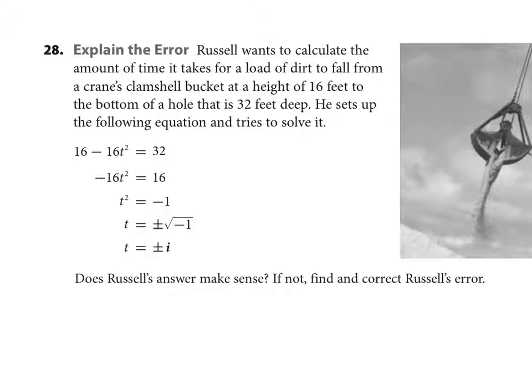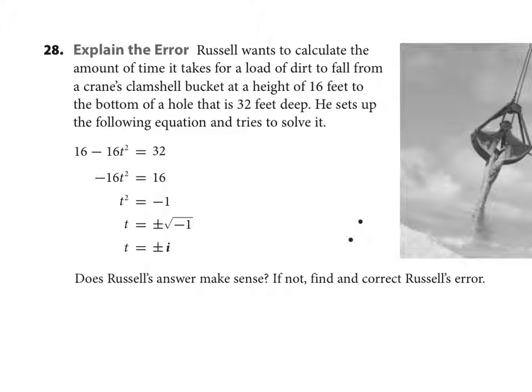Problem 28 says that Russell wants to calculate the amount of time it takes for a load of dirt to fall from a crane's clamshell bucket at a height of 16 feet to the bottom of a hole that is 32 feet deep. He sets up the following equation and tries to solve it. The way that it's set up and how they've worked it out, they work it out correctly. There is nothing wrong with this. But let's talk about what this means, and this will help you answer the first part. Does Russell's answer make sense?